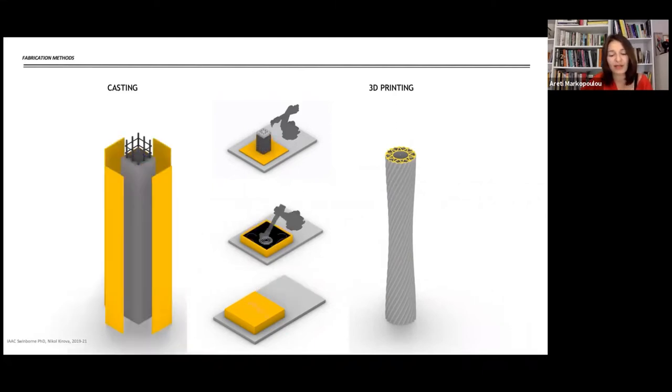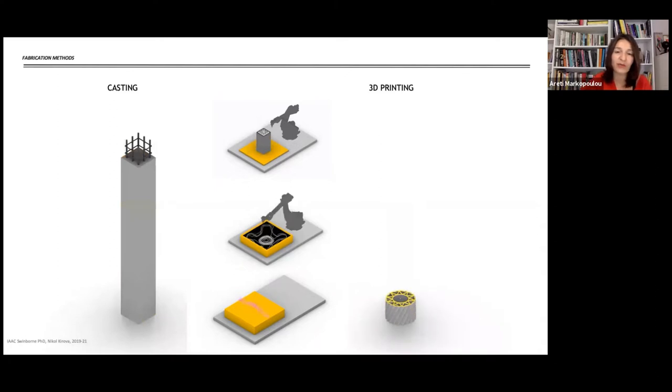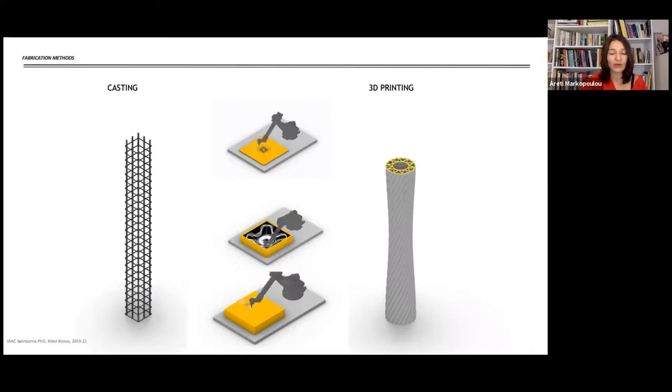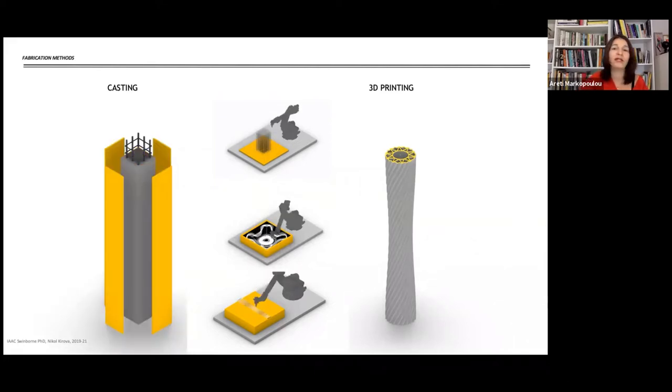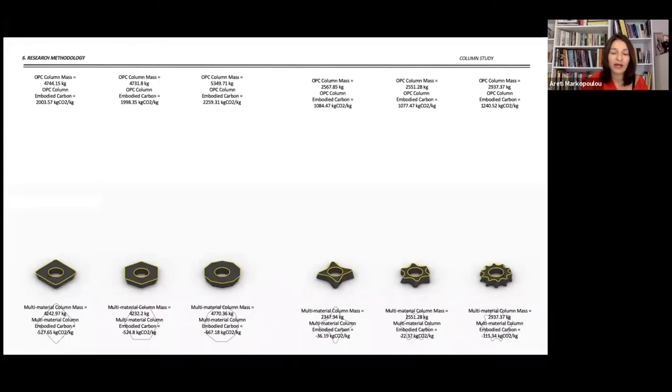While 3D printing, on the other hand, could offer the possibility of creating, for instance, functionally graded materials based on structural performance or even environmental performance. So 3D printing could also be suspended in a concrete pool, while casting can eventually happen as well in a 3D printed formwork, as you can see in some of those images.